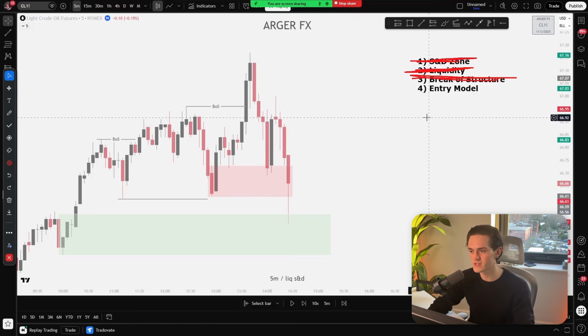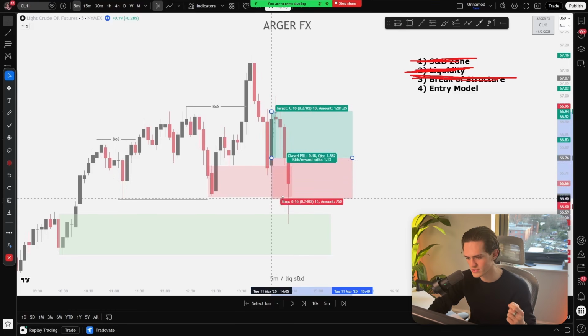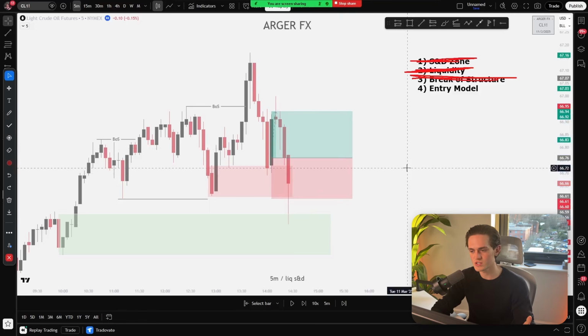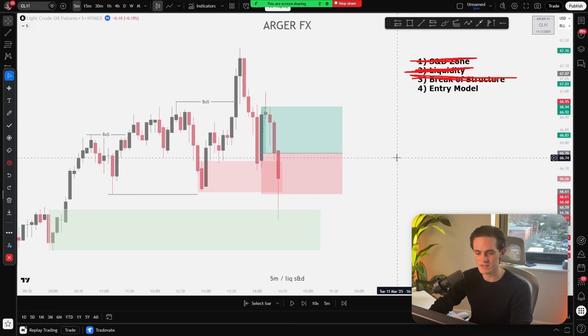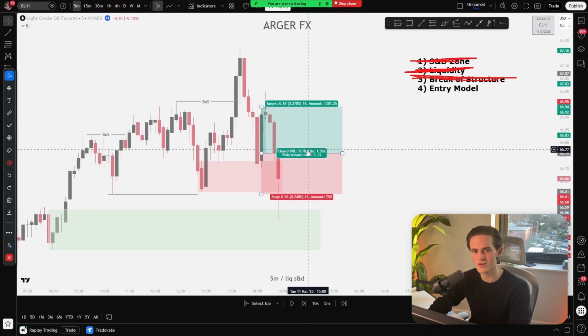Why this is a confluence is because they're going to be placing their stop losses either below this candle or below this swing. And because liquidity is literally just people's stop losses, they're going to be making our liquidity stronger. Now, this isn't necessary for our setups to be valid, but it's just something to keep an eye out for to improve our win rate.